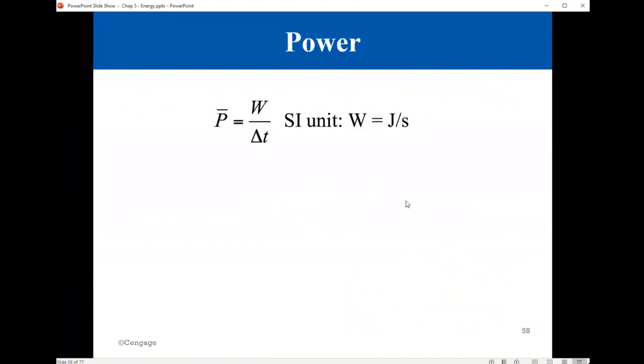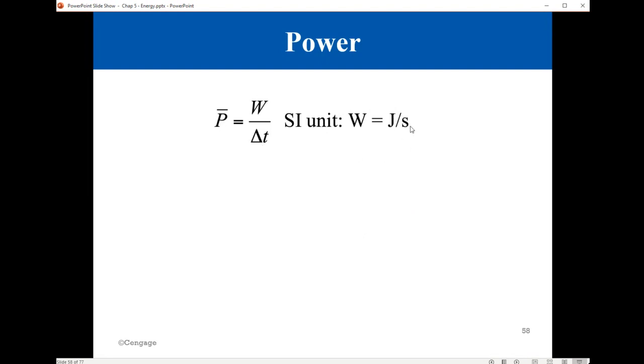We move on to power. Power is the rate of energy production or consumption. When we say rate, definitely this means we need to divide by time. So power, we define it as energy per unit time. Energy or work per unit time. The unit is joule per second.